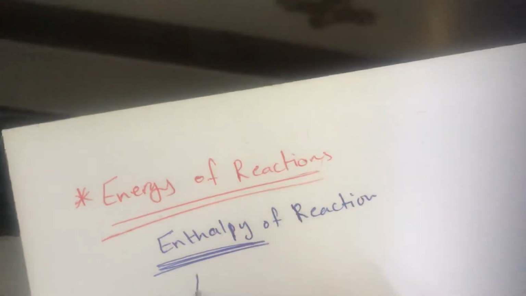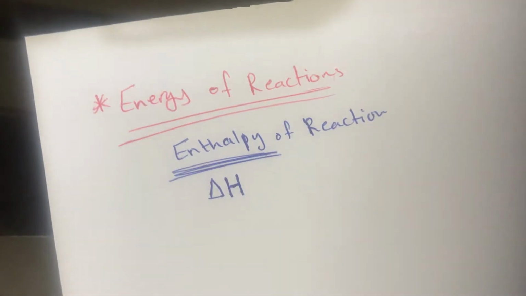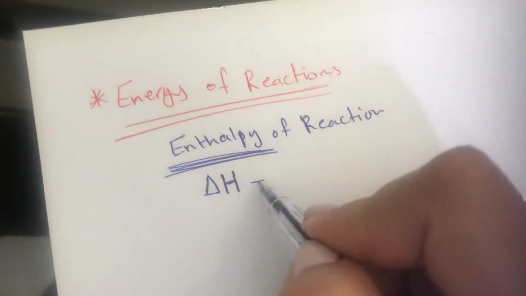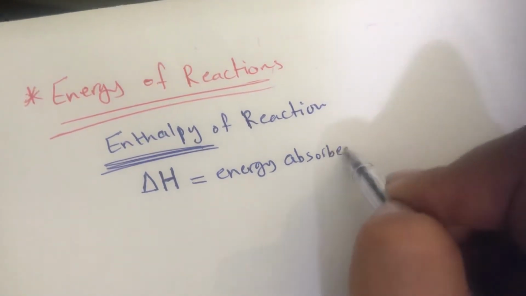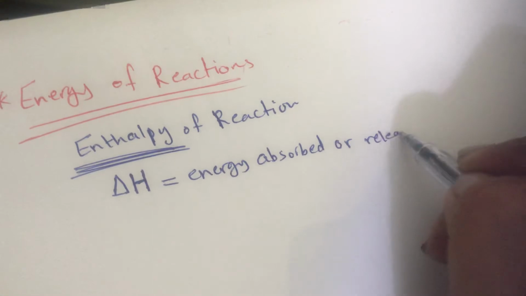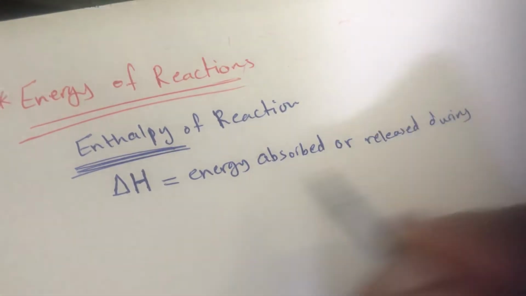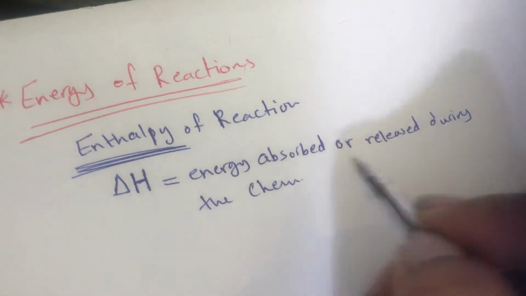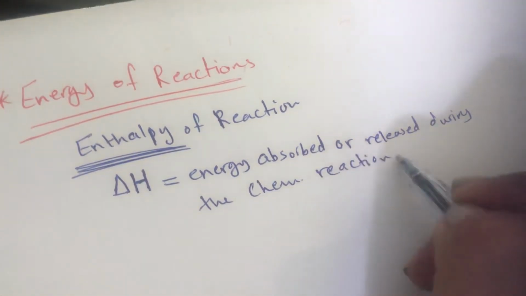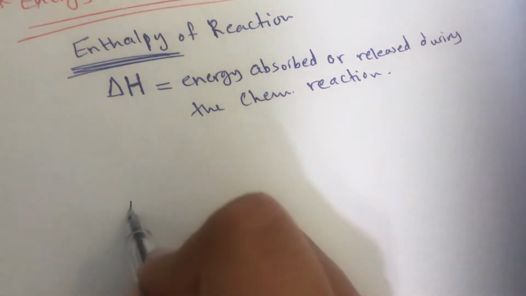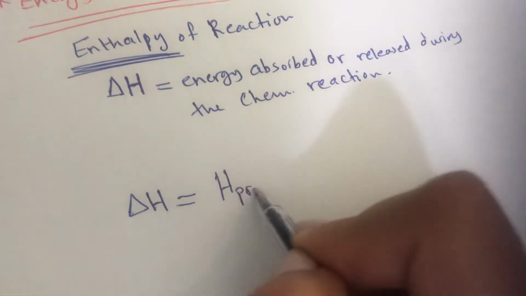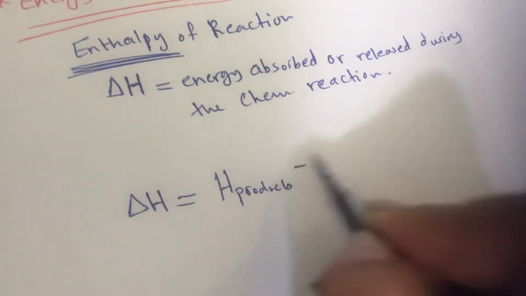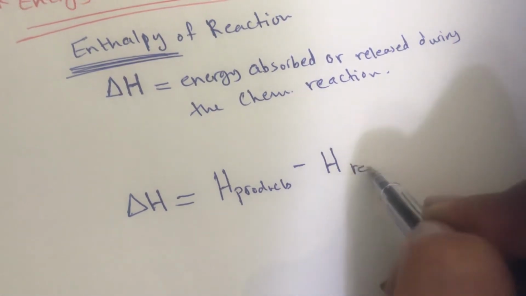The symbol for enthalpy is delta H. So delta H means energy absorbed or released during the chemical reaction. So what is the rule? Energy absorbed or released equals energy of products minus energy of reactants.